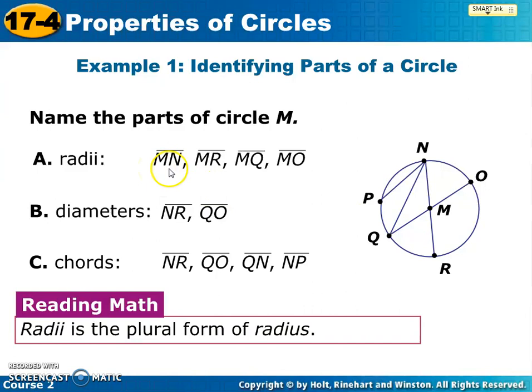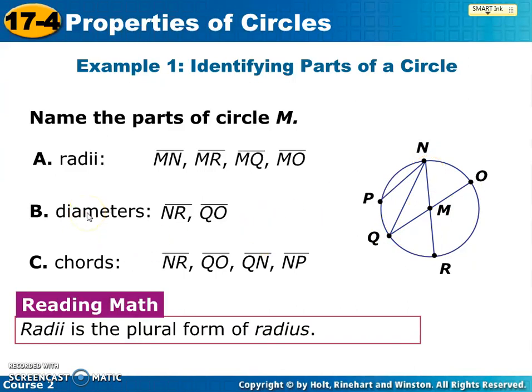Segment MN. Segment MR, so from M to R, is also a radius. Segment MQ is a radius. And segment MO is a radius. So we start from the middle and we work our way out. So all the radii are from the middle point to any point on the outside.